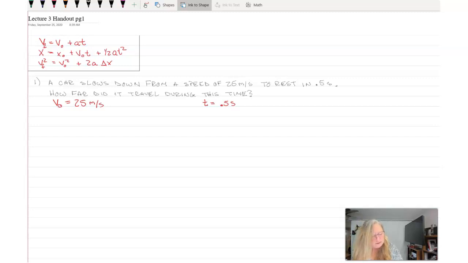And here's the key that a lot of new students miss. This comes to rest. So when you see that, what you're told is that the v final is 0. So I know a v initial, I know a v final, I know the time it took me to get there, and I want to know this delta x. How far did it go?